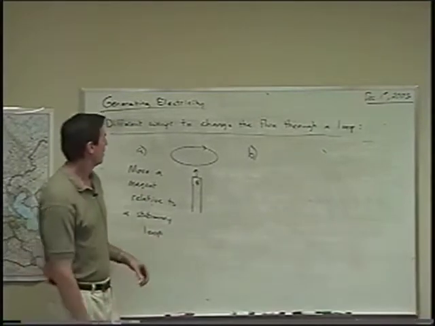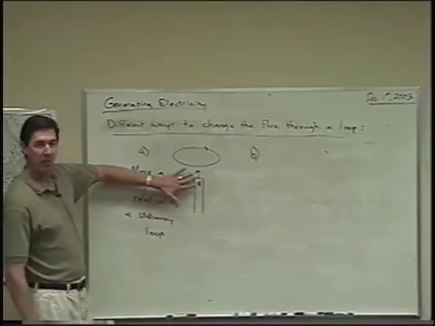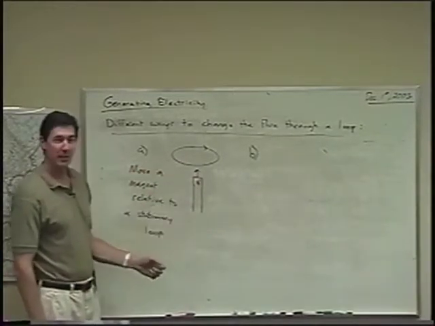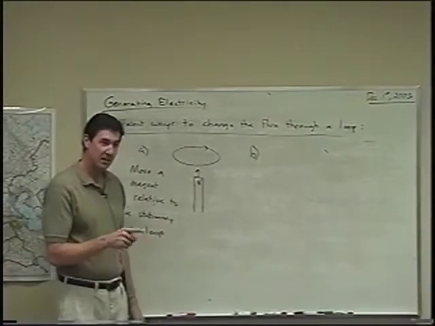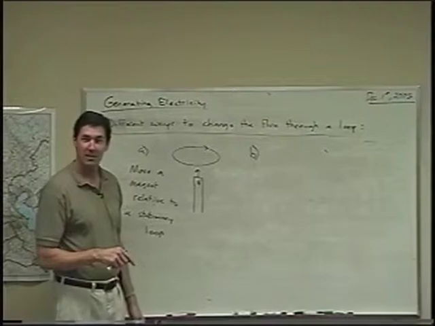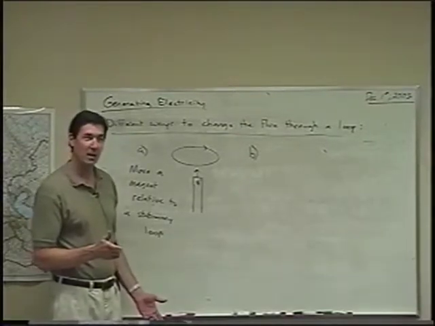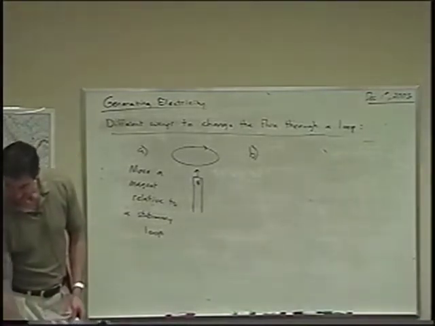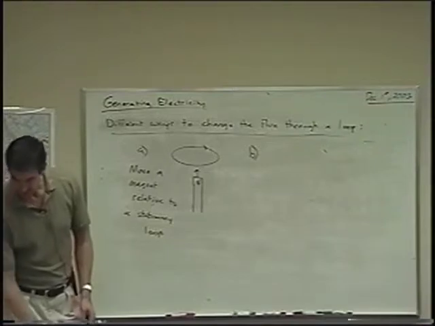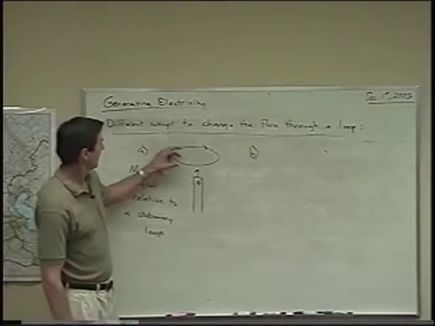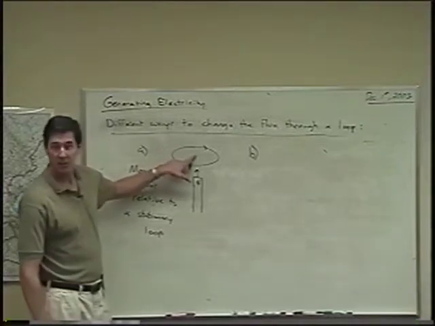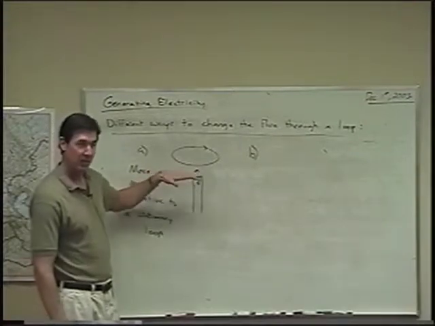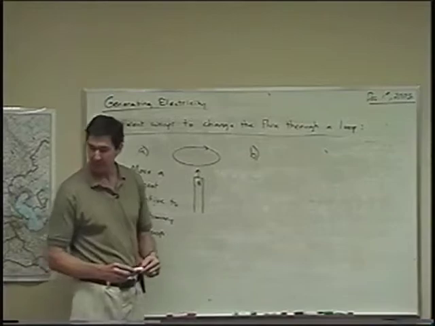Now, what happens if the north pole of this magnet is down below this loop, and instead of moving the magnet up through the loop, I start turning the loop? Well, what will happen? Is the flux through the loop going to change? Yeah, because, well, originally, it's hard to visualize, I guess.